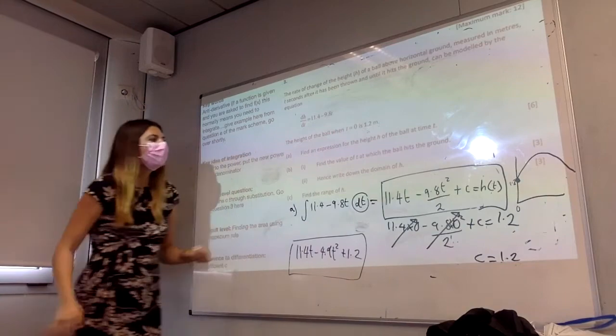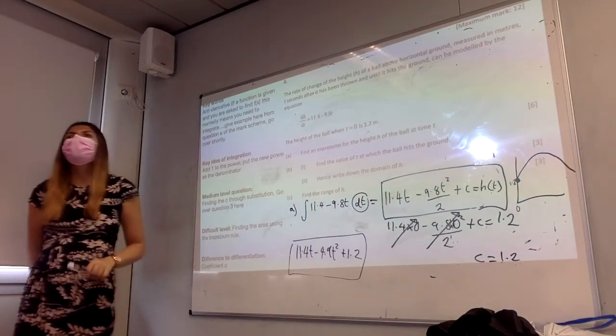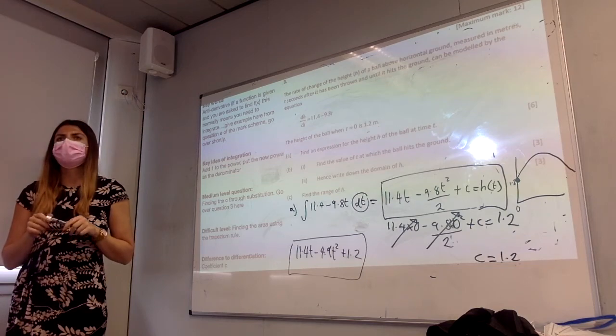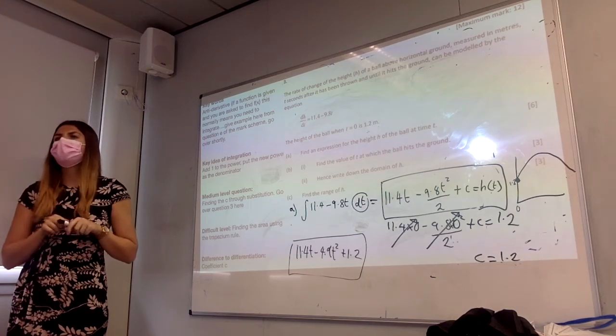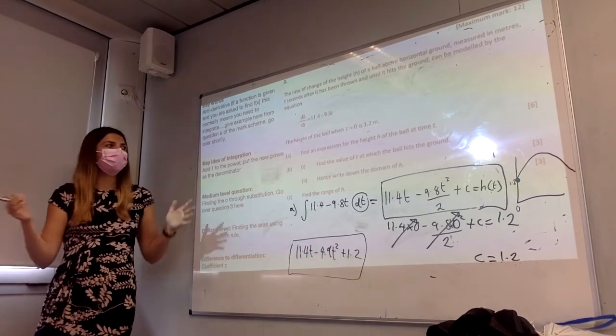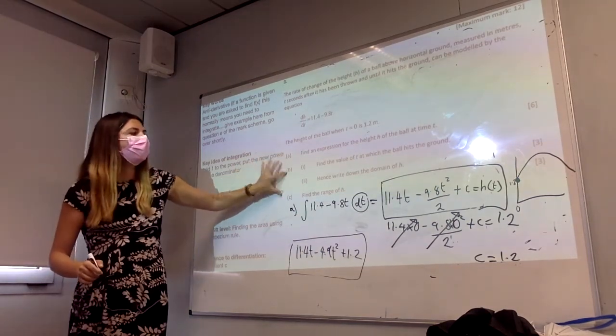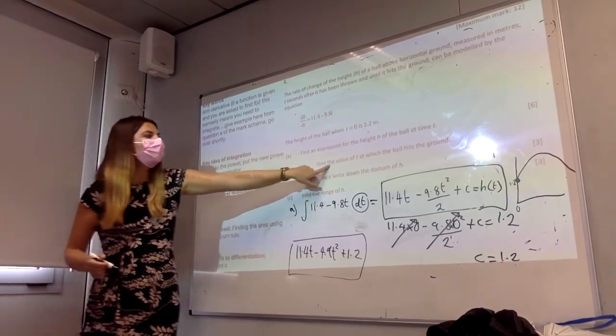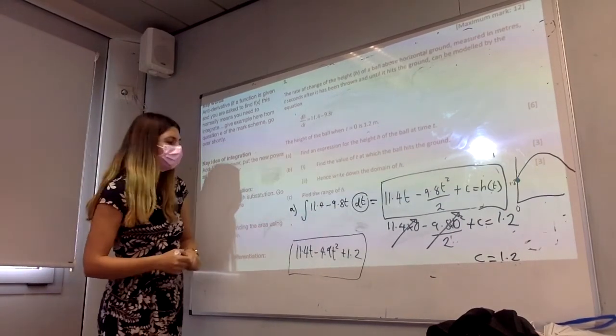Right. 4 minutes of your attention, please. Miss, I have a meeting. That's fine, off you go. Right, girls, can you stop talking or leave? That's 2 options. I'm going to go with the last 6 marks. I'm going to try and spend 3 or 4 minutes. Tom, you can go. Find the value of T at which the ball hits the ground.